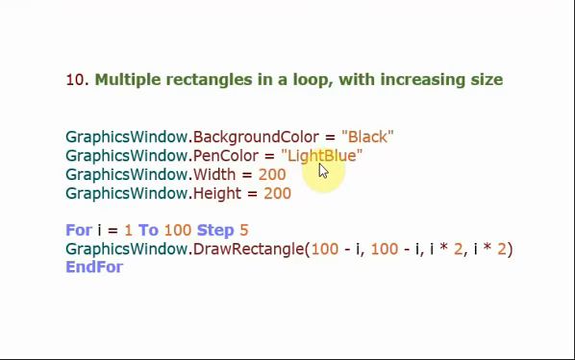Then the next time I increases, the starting point will be 98? No. Why? Clearly see here, step 5. Step 5 means I will be increased by 5, then this will be reduced by 5. Then it will be 95, 95, a little higher, and a 10 by 10 box. Now the picture is very clear. Starting from the center, it will draw a box and go like this.